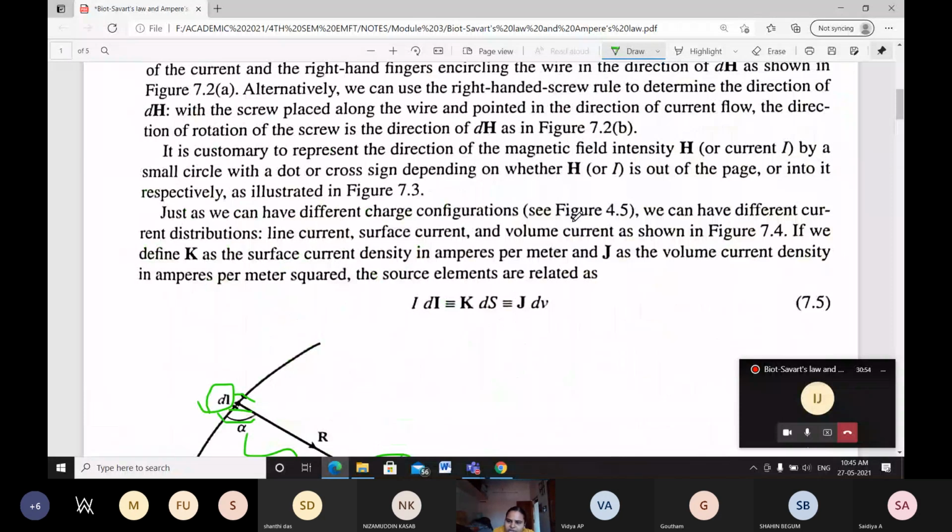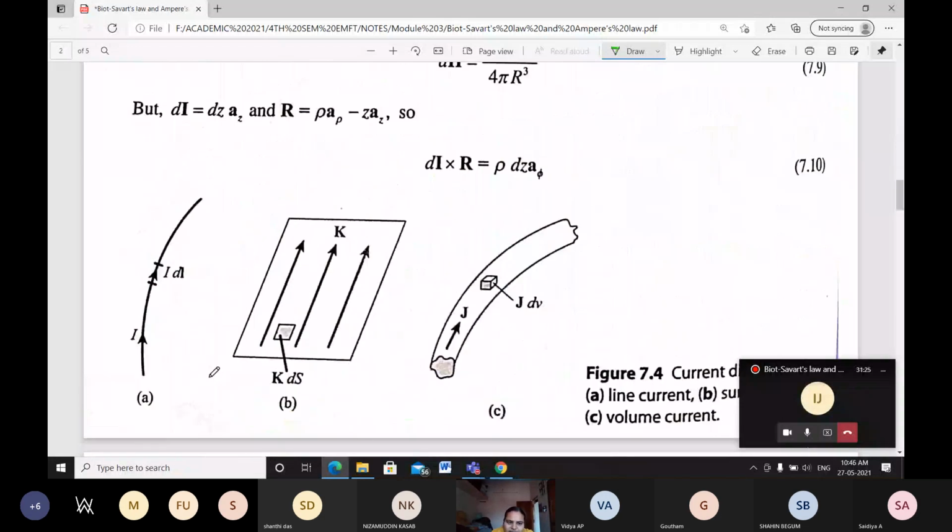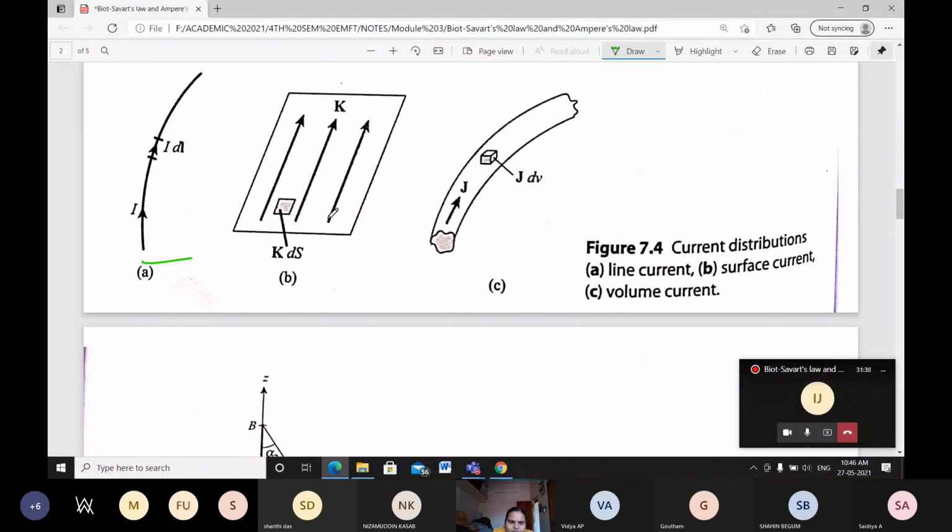The first figure, current distribution, like the charge distribution we came across. Here it is a current distribution in terms of a line current distribution. The figure will be like this: I will be flowing through a differential element. Then here it is surface current, moving like this, K into dS with respect to the surface. Then with respect to volume, in a small volume, how much is flowing, that is volume current. This is in a cable, this may be in a sheet, this will be in a wire, right?